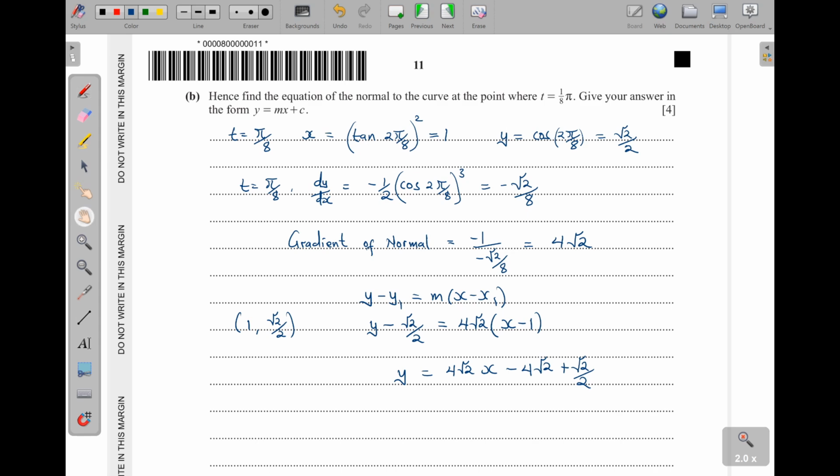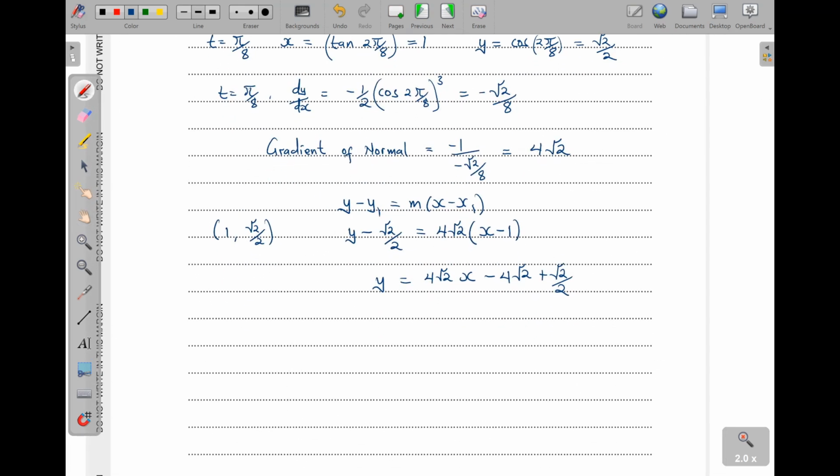Okay, and then finally we get the answer as y is equal to 4 root 2 x, and then 2 times 4 you get 8. So negative 8 plus 1, that is minus 7. Then minus 7 root 2 over 2 as our final answer.